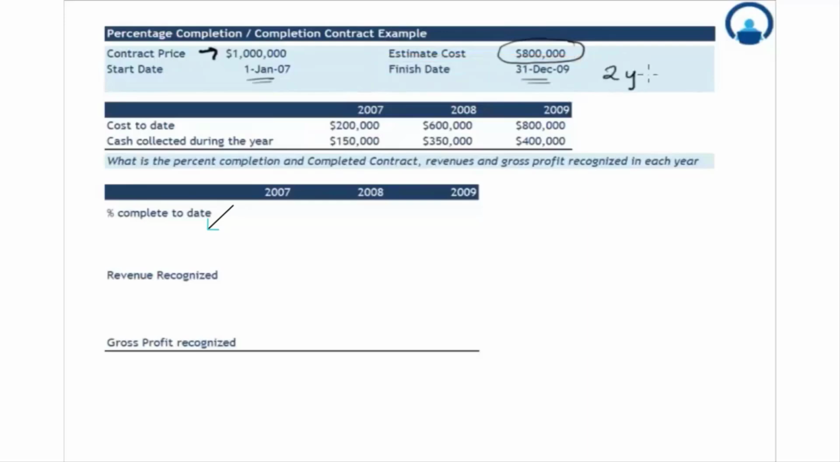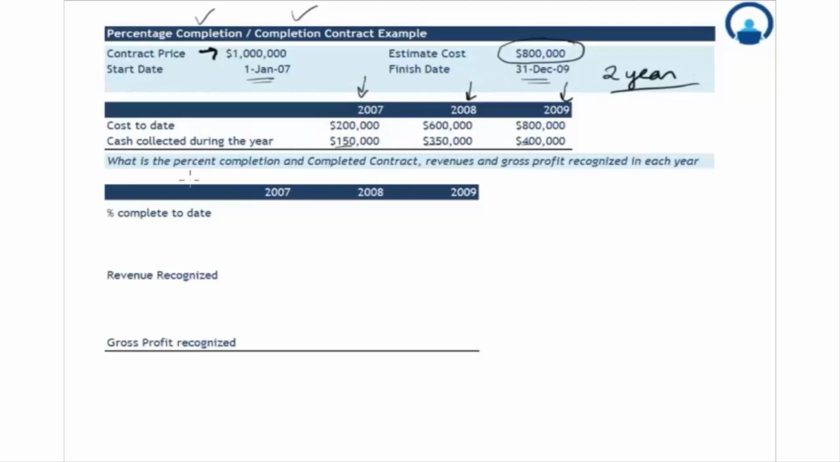So this is basically a 2-year contract, and since this accounts for more than one accounting period, we'll be taking this as a long-term contract, and hence either way we may have to take it as a percentage completion or a completed contract method. Also provided in terms of information is that the cost to date in 2007 was 200,000, in 2008 the cumulative cost is 600,000, and in 2009 when the full cost needs to be disbursed, this is 800,000. Likewise, cash collected during the year is also provided to us.